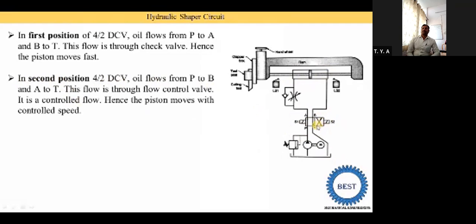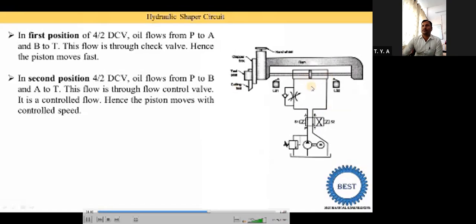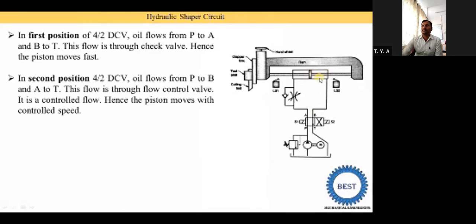So oil is supplied from P to B. From the B port, oil is supplied to the rod end port, meaning the right side. Because in this case both are rod end ports, I was just confused, so we consider this the right side of the piston and this the left side of the piston. Oil is supplied to the right side of the piston, and it applies some force on the piston, and the piston starts to move from right to left. It is called the retraction of the stroke.